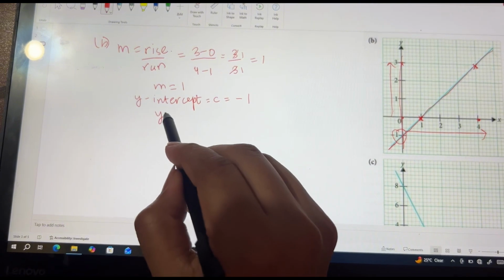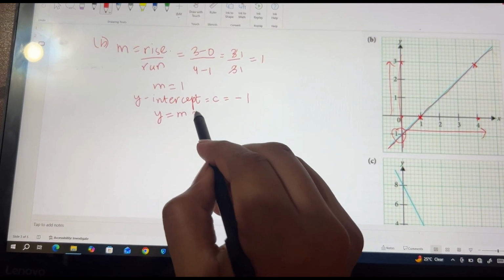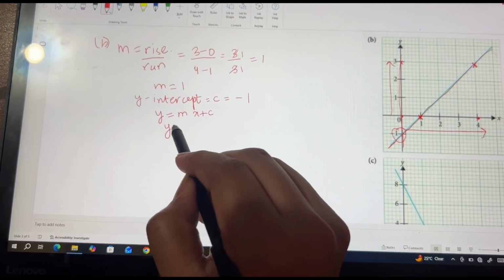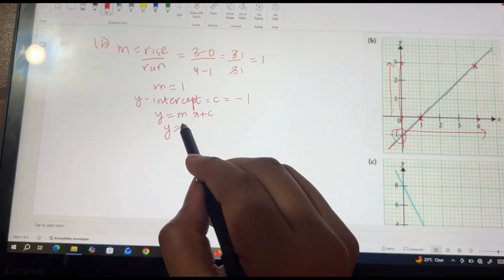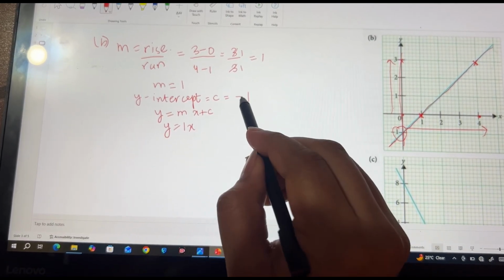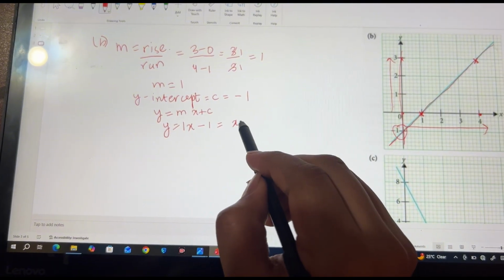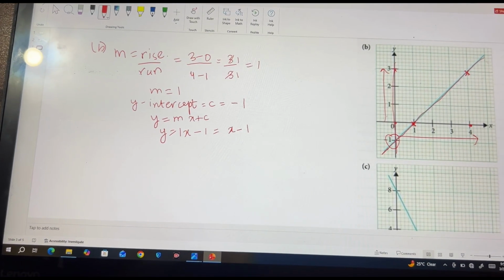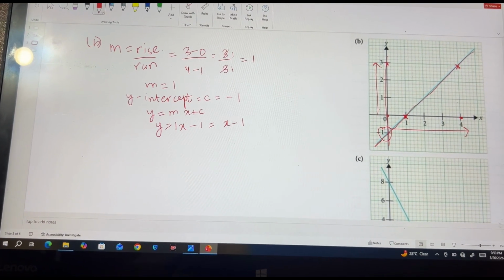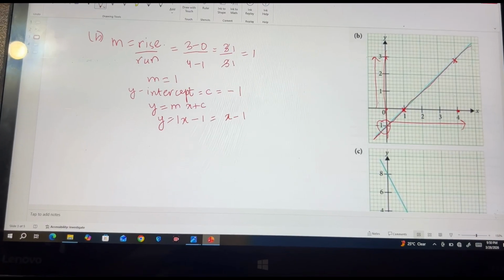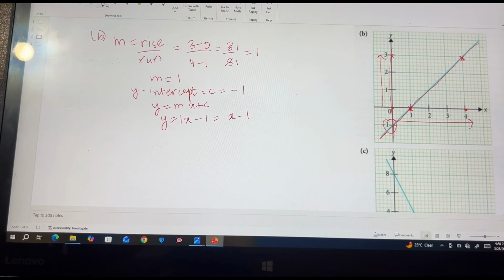So the equation of the line becomes y equals mx plus c. y equals, m is given as 1, so we can write 1x, and c is minus 1. It is equal to x minus 1. I hope this question is clear. We'll continue it in the next question also, then you will have a greater idea of the question.